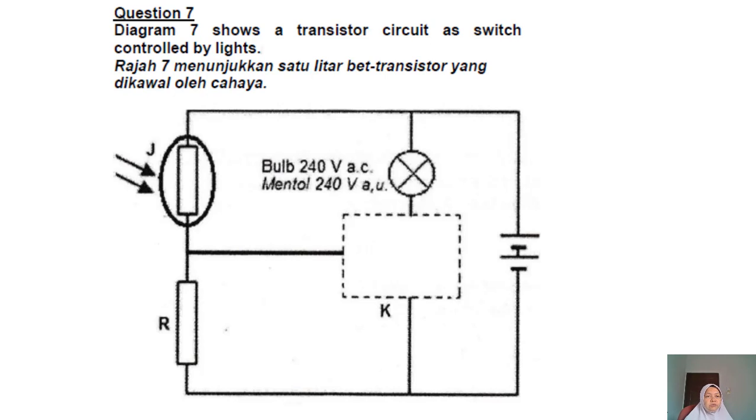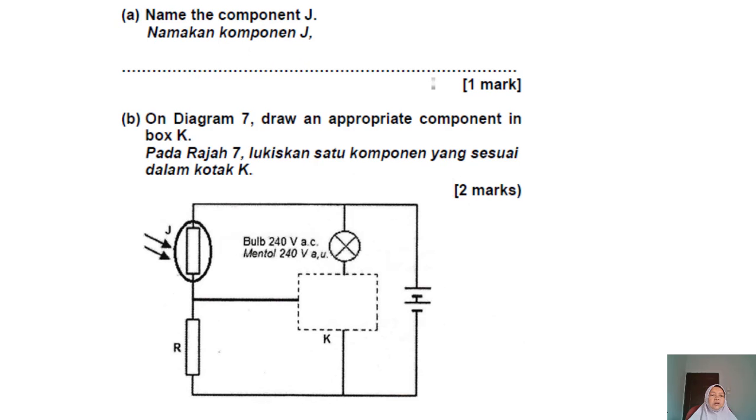Okay, we look at the first question, 7. Diagram 7 shows a transistor circuit, a switch controlled by light. The transistor is used to control a relay; a transistor is a switch, right? Okay, first question, the next question. Name the component J. So here is J. J is an LDR.